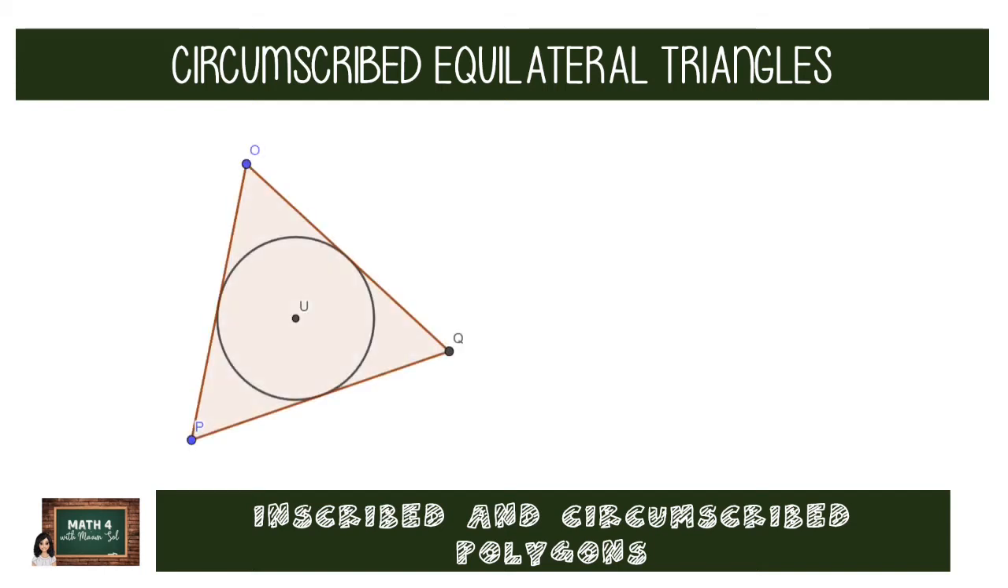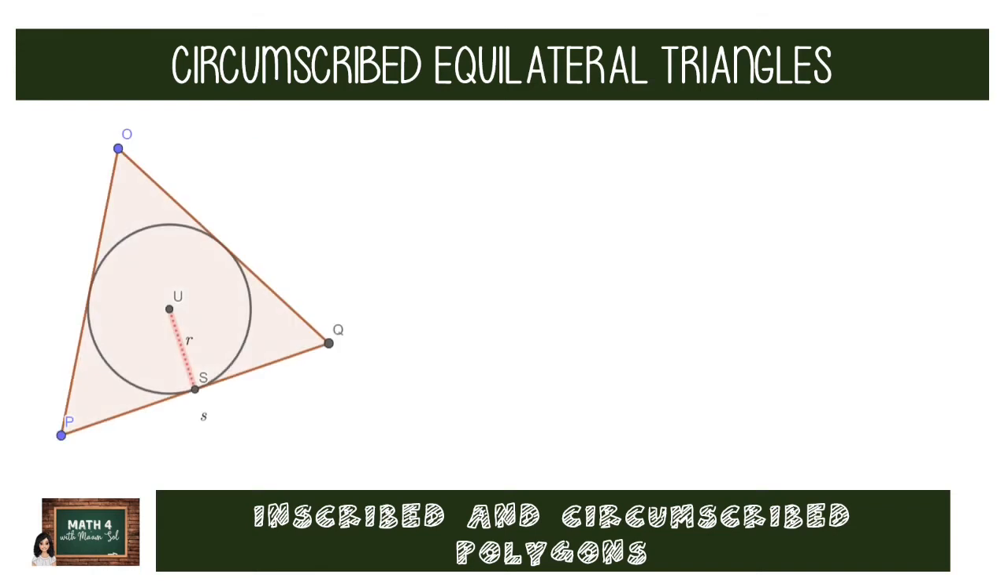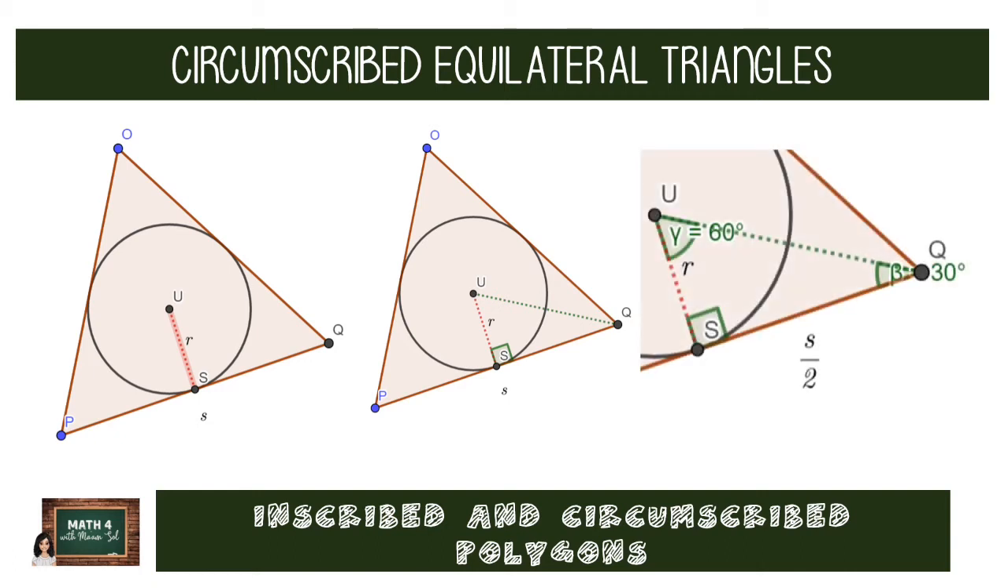Recall that we can also say that the equilateral triangle is circumscribed about the circle. Let us explore the relationship between the radius of the inscribed circle and the side of the circumscribed equilateral triangle. First off, we can locate point S as the point of tangency between the circle and the triangle. We then draw radius US, and by properties of tangent lines, we know that US is now perpendicular to side PQ. We can also draw segment UQ, which bisects angle OQP.